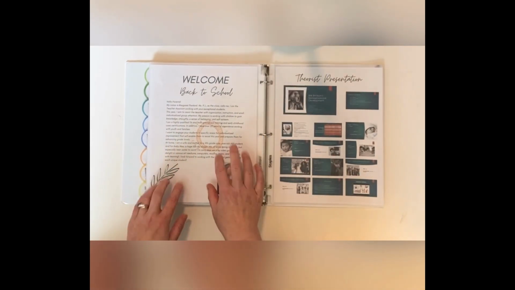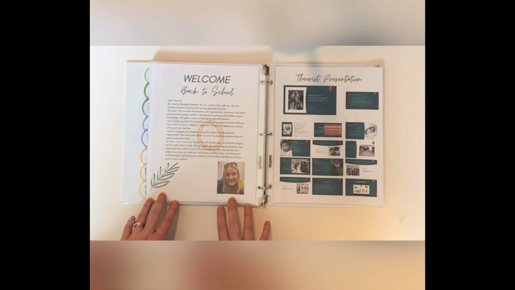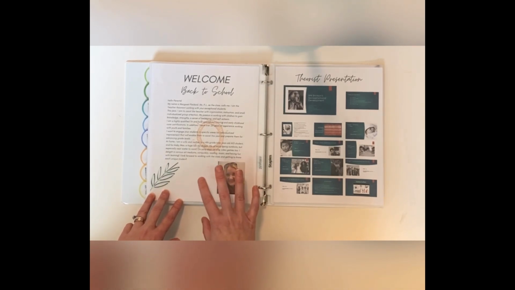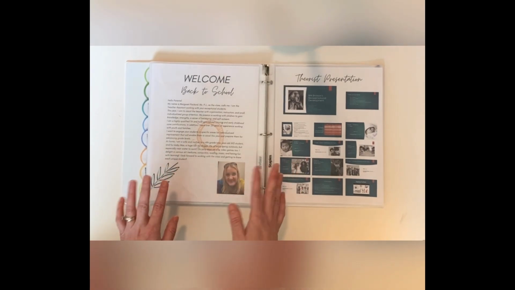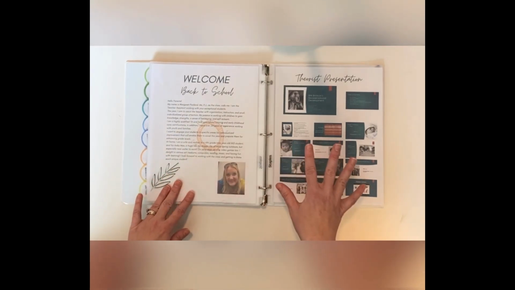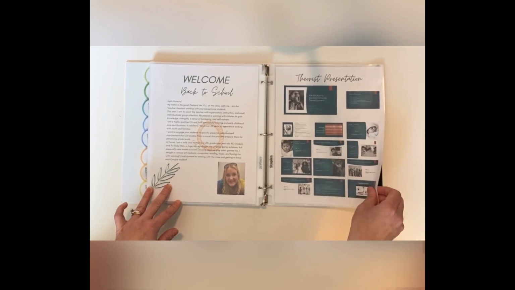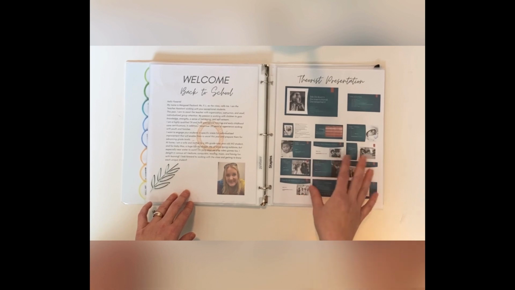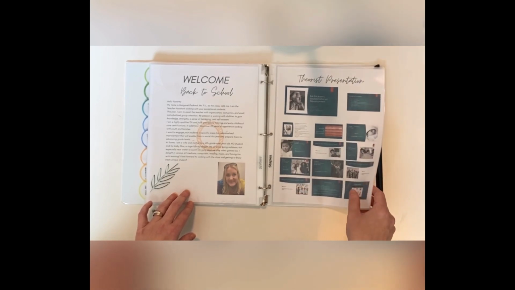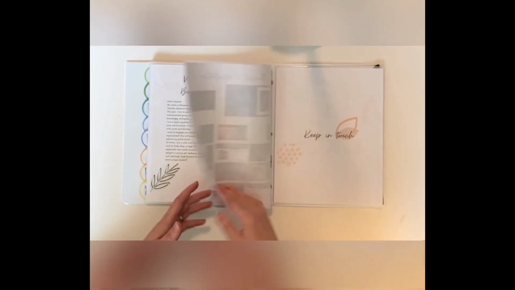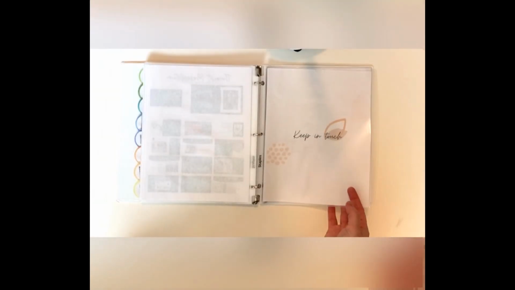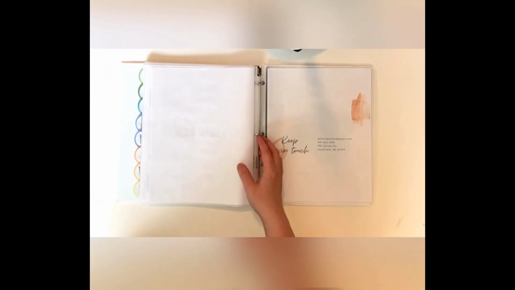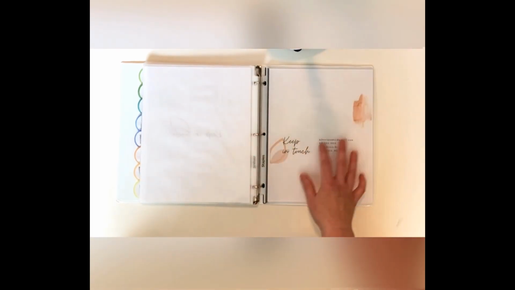This is my welcome back. This is my parent letter, and I liked it because I included a picture of myself so they can put a name with a face. This is my theorist and website presentation. I put the individual slides here instead of doing that many pages, because my particular one is already pretty long. And then finally a keep in touch portion, if they didn't get one of my business cards, this has all of my information on it.